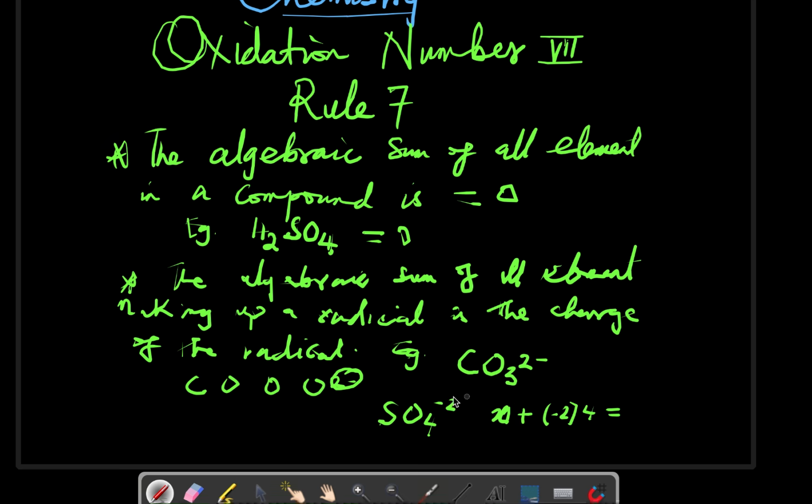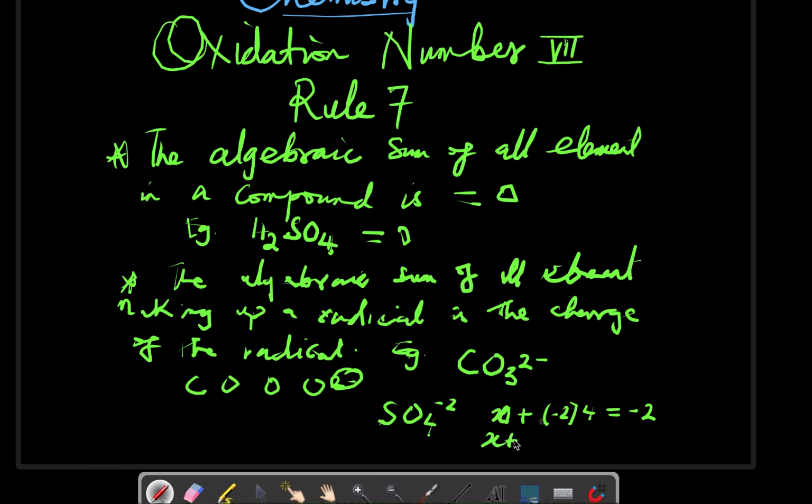Then you equate everything by the charge. That's why I say the algebraic sum of all elements making up the radical is the charge of that radical. So it's equal to the charge of that radical. You can see that algebraic sum means I'm adding up these things. So X plus, when you multiply -2 and 4, that gives you -8.